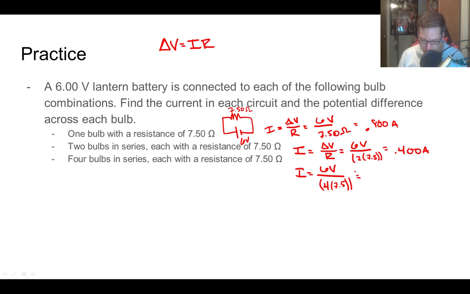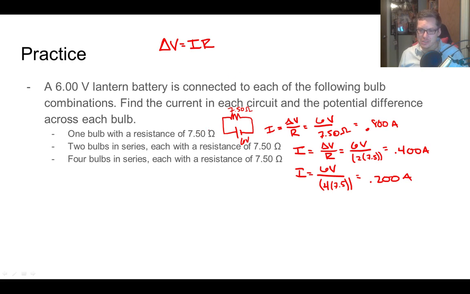So we have 6 divided by 4 times 7.5. We get 0.200 amps. All right, so that's the current for each of them. Then they ask us to find the potential difference across each bulb. Well, the potential difference across this first bulb will be easy, right?